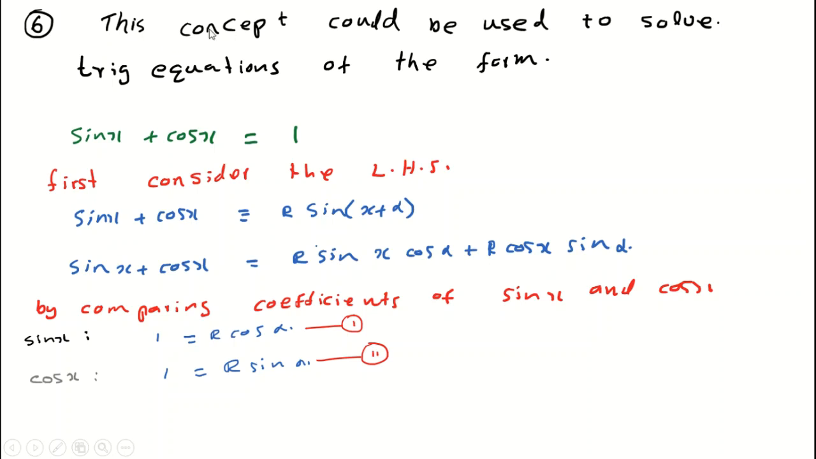Example number 6. This concept could be used, and now this is the application of this concept. We can apply it in many situations. One thing is to solve trigonometric equations. So if we have something like sin x plus cos x is equal to 1, to solve this one you need to have your x in one place. Here x is in two places, you can't do anything. So in order to bring x into one place, we can employ the method we just learned.